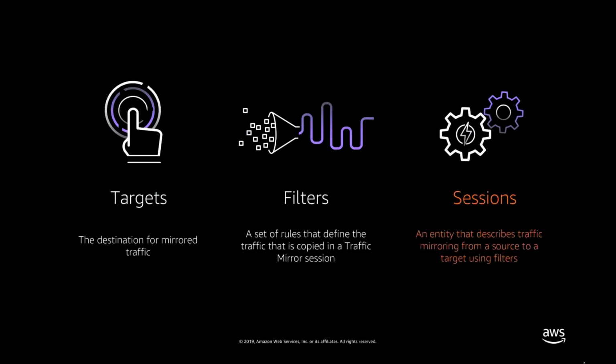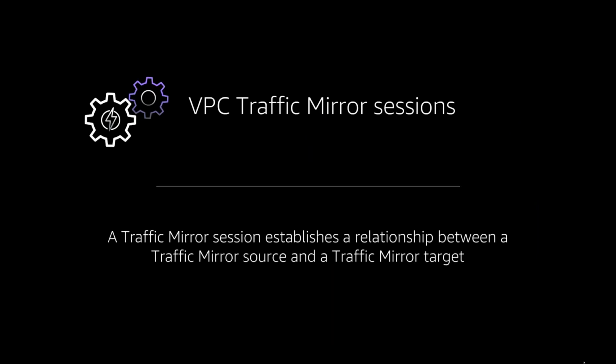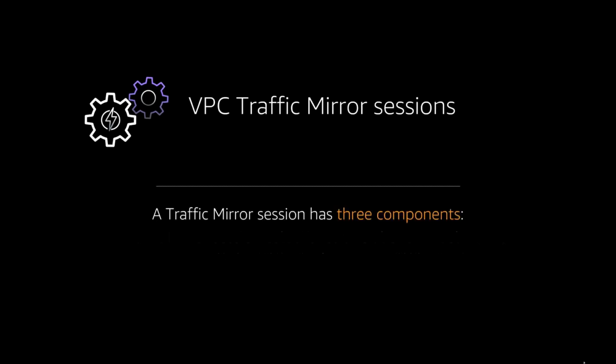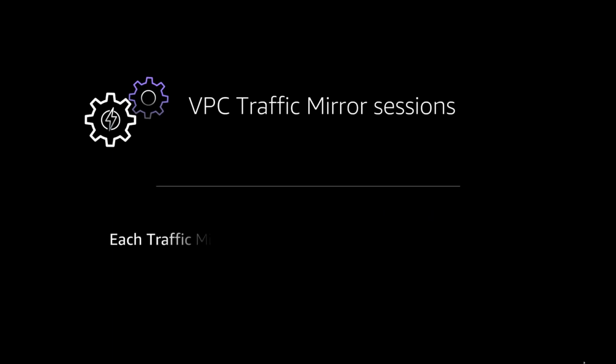Now, let's take a look at the session. The session is the entity that binds the source and the target with the filter rules so that you only mirror the traffic that you want to mirror on your source. As mentioned, a traffic mirror session has three components: a source, a target, and a filter. There are many other attributes when you create a traffic mirroring session; we'll go into that when we do a quick demo. A key thing to keep in mind is that you can have up to 3 sessions on a source.